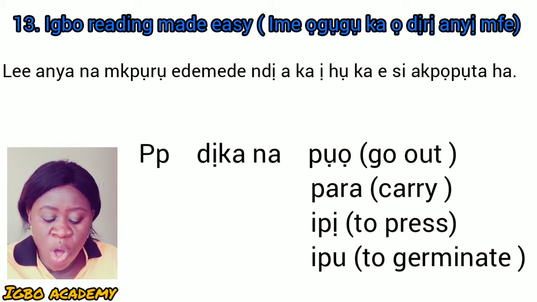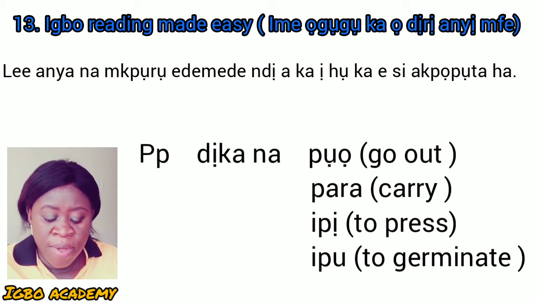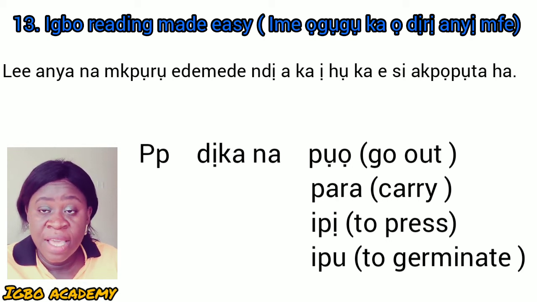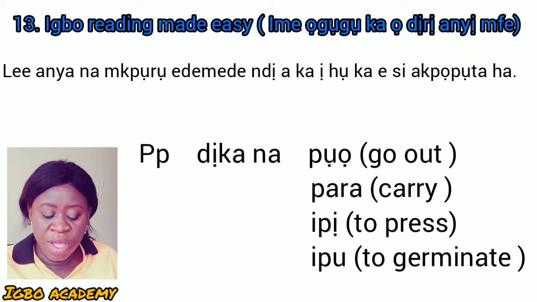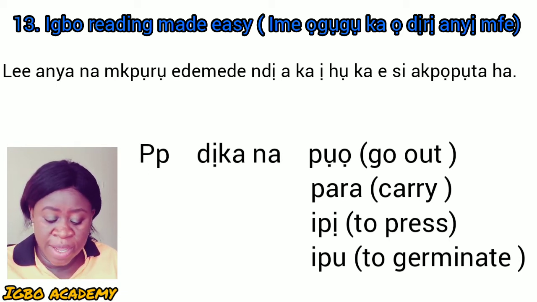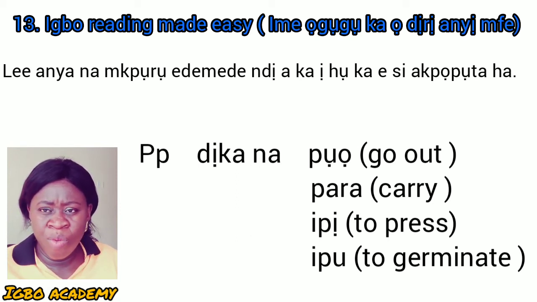P dịka na pụọ, to go out. Pụọ, to go out. EP, to carry, to press. EP, ị na-apị phone gị. EP phone. EP means to press. Para means to carry. Para ngwongwo gị.